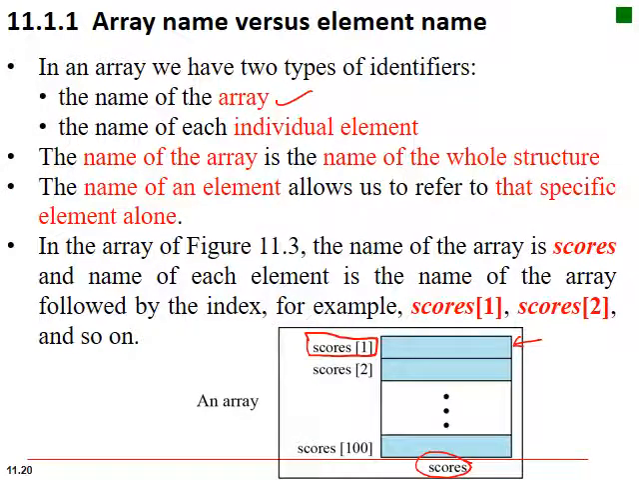When we talk about an individual element, we typically talk about scores1, for example, or scores2 for the second element, or scores5 for the fifth element, or scores100 for the 100th element. So the name of the array is the name of the whole structure, and the name of the element allows us to refer to that specific element alone. As you've seen here, and as I've explained already in the figure here.